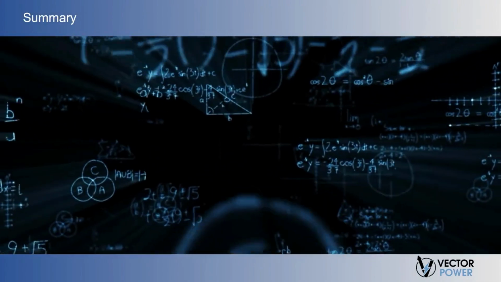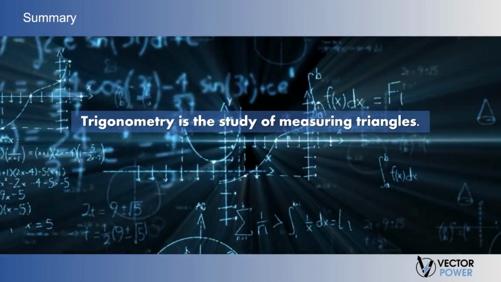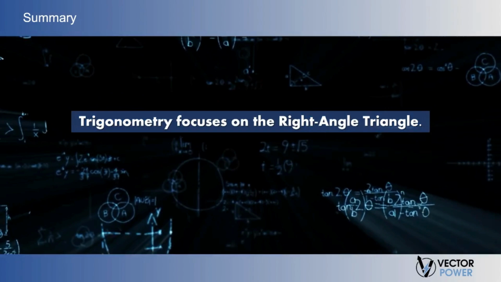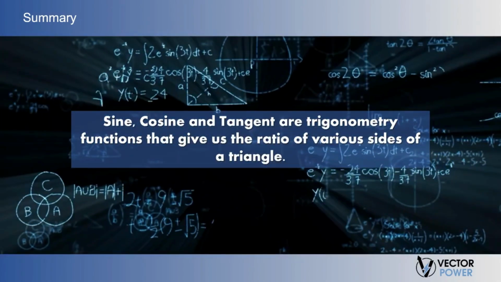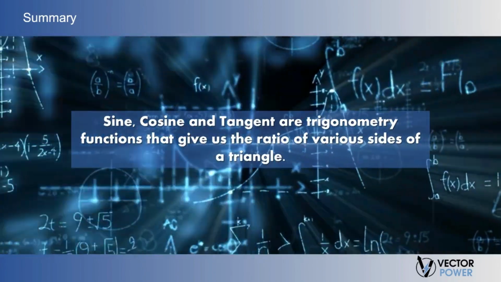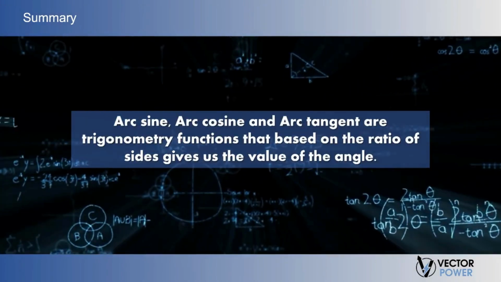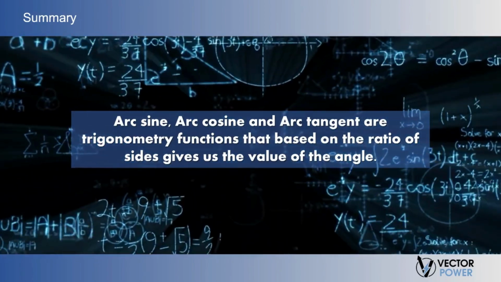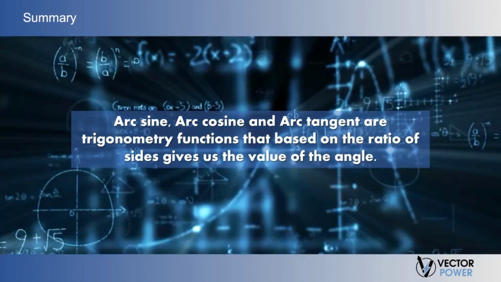All right, in summary, trigonometry is the study of measuring triangles. Trigonometry focuses on right-angled triangles. Sine, cosine, and tangent are trigonometry functions that give us the ratio of various sides of a triangle. Arcsine, arccosine, and arctangent are trigonometry functions that, based on the ratio of sides, give us the value of the angle.